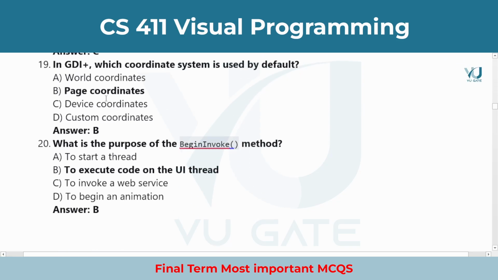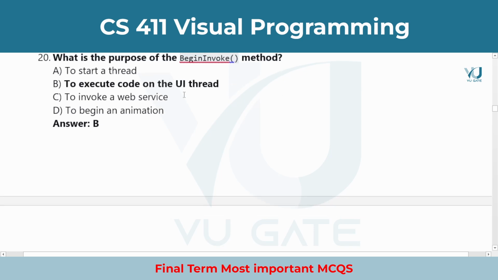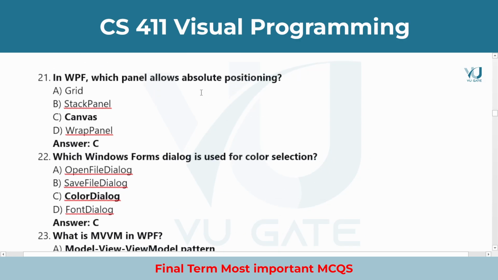Question 19. In GDI+, which coordinate system is used by default? The correct answer is option B, Page Coordinates. Question 20. What is the purpose of the BeginInvoke method? The correct answer is option B, to execute code on the UI thread.